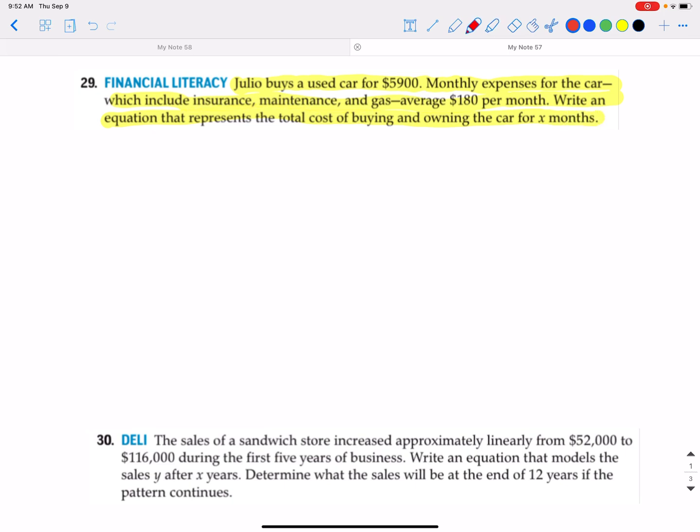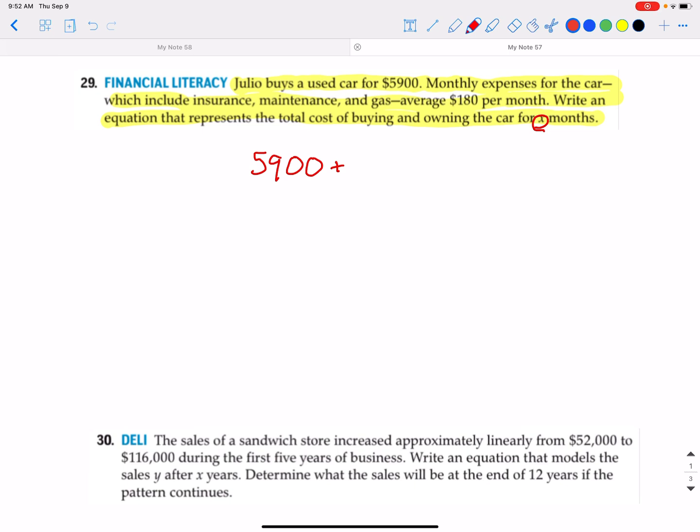So what are the costs for owning this car? Well, first off, he has to buy the car. And buying the car is going to cost $5,900. Plus, then he's got monthly expenses, insurance, maintenance, gas, and that's all about $180 per month. It does say that X is going to represent the number of months.